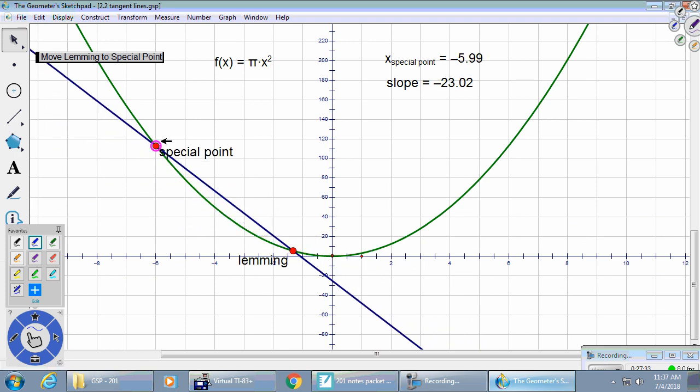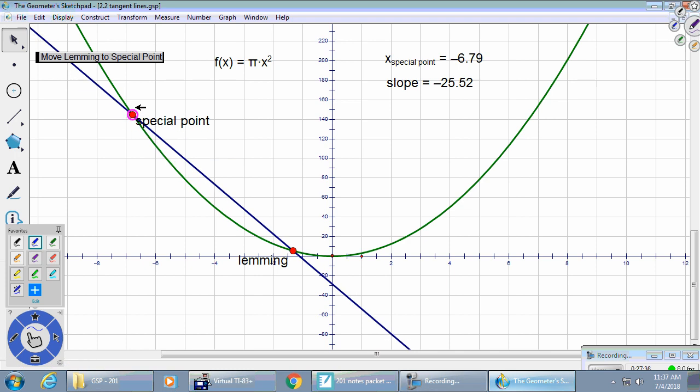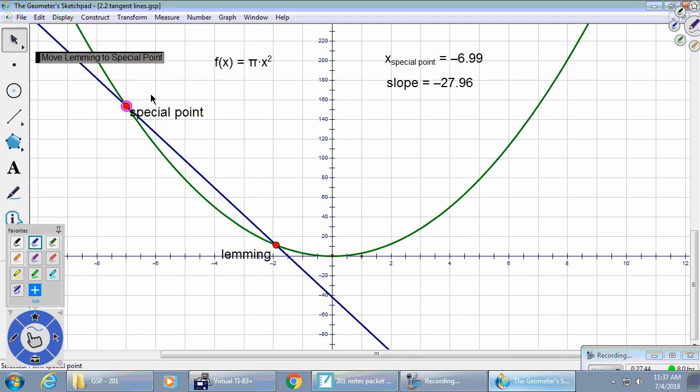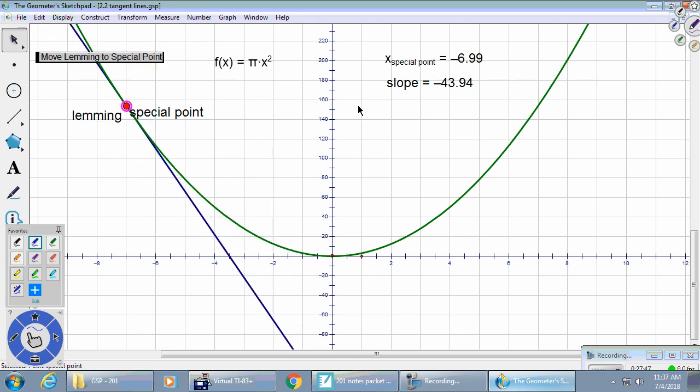Now let's do one more out here at something negative. There's negative six, negative seven. What kind of tangent line do we have out here? The tangent line here is moving downhill, so I expect to see a negative value of the slope. A negative derivative in this case, right around negative 44.